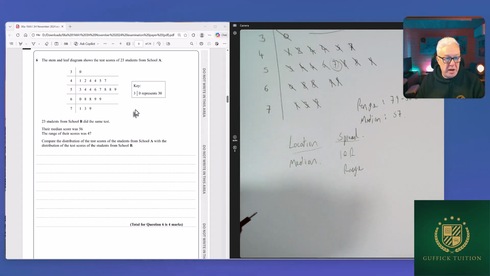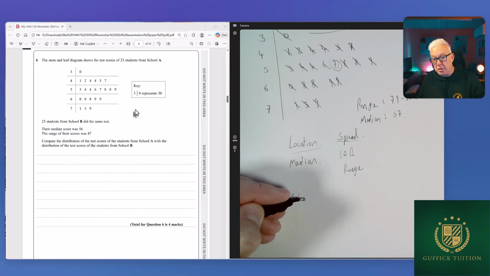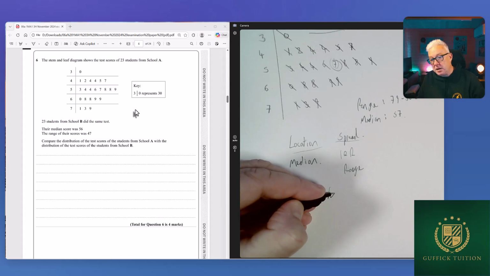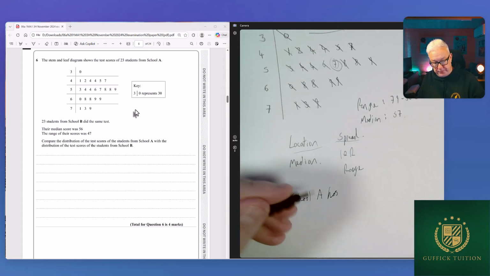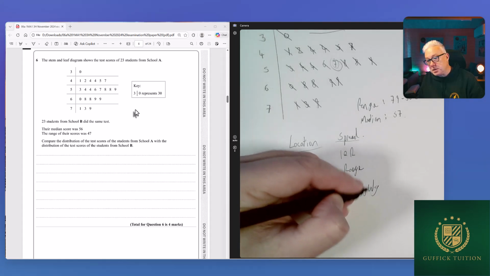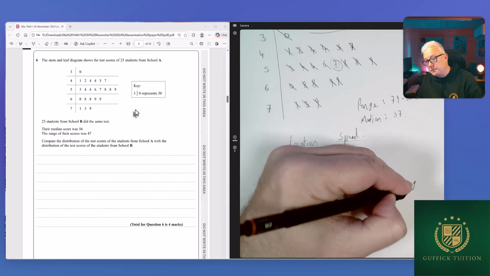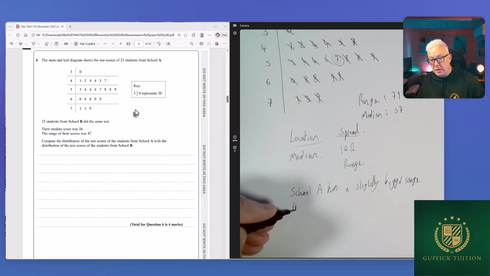So what have we got? We have got that school A has a range of 49, and school B has a range of 47. So we can basically say that school A has a slightly bigger range than school B.